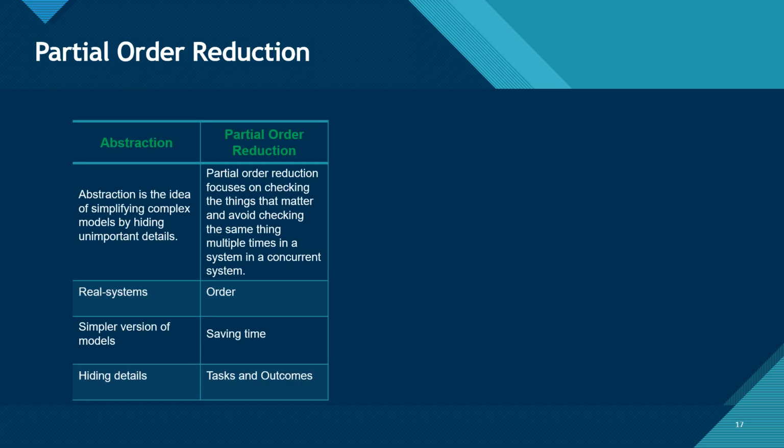Partial order reduction is the idea where we avoid checking the same thing multiple times in a system with parallel parts. We want to avoid checking every possible order. This allows us to save time. It is important, however, to remember that we will still be checking all the different outcomes of the system.